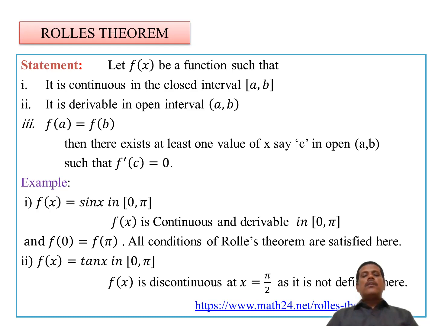See another example. F of x equals tan x in the interval 0 comma pi. Tan x does not exist at the point x equals pi by 2, since tan pi by 2 is infinity, so it does not exist. Hence, Rolle's theorem is not verified in this case.